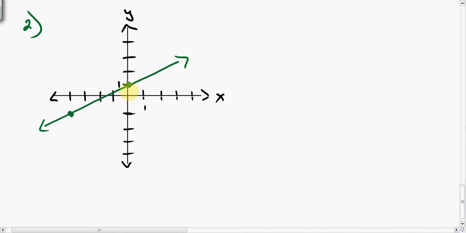So I see it passes through the y-intercept here, which is at 0, 1. And it also passes through this point way over here. So that's -4, -1. So those are the 2 points I'm going to use. So I've got 0, 1 as one point, and -4, -1.